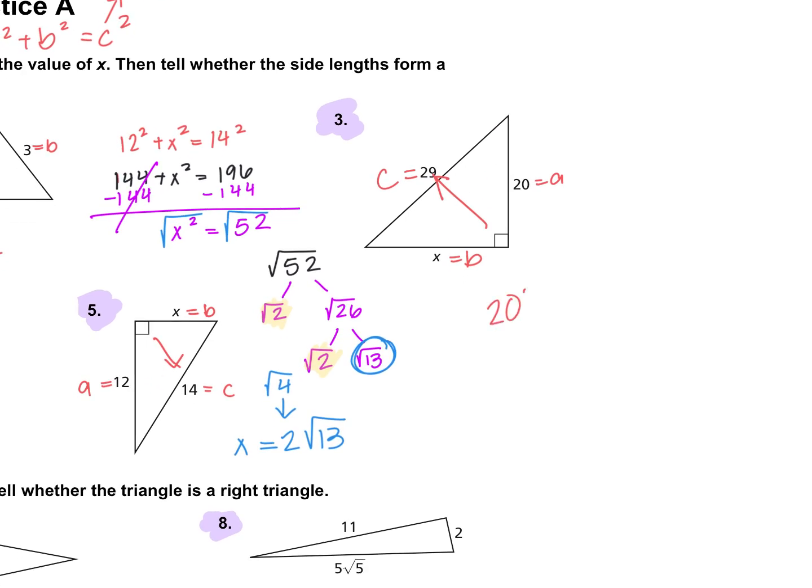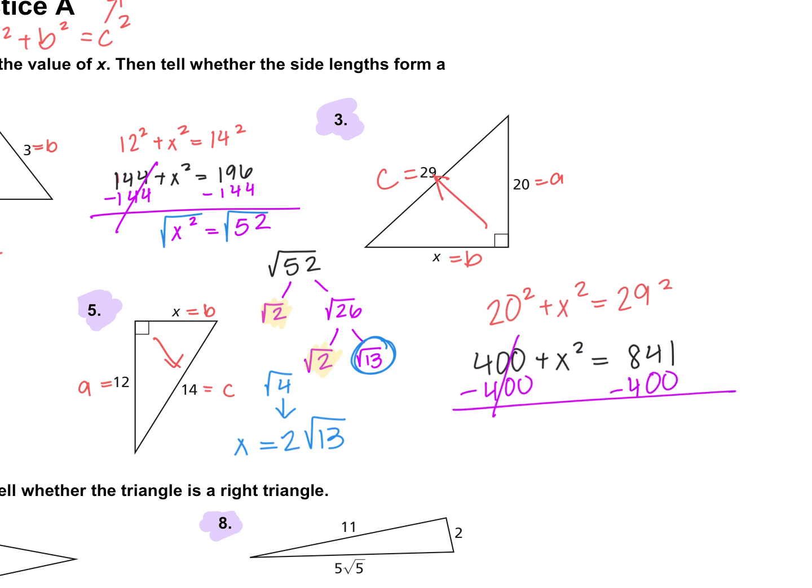Solving it, I'm going to get 20 squared plus x squared equals 29 squared. So a squared plus b squared equals c squared. Solving it, I'm going to get 400 plus x squared equals 29 squared, which is 841. Now I'm going to go ahead and subtract 400. X squared is going to equal 441. And then get rid of that squared. I'm going to take that square root.